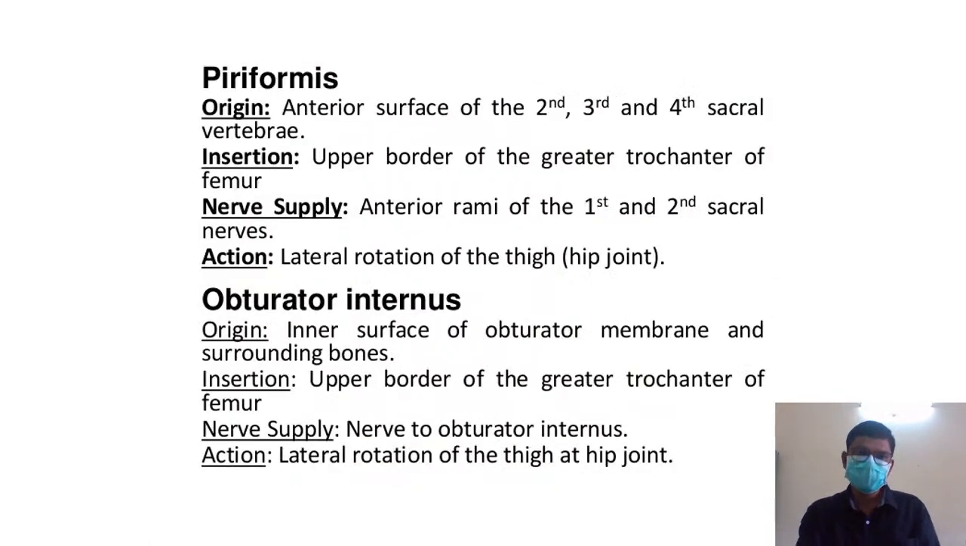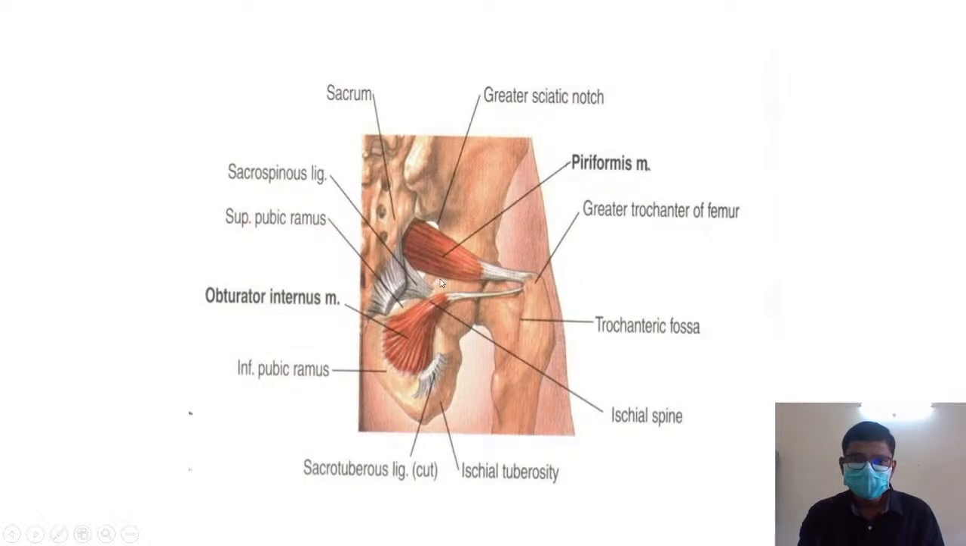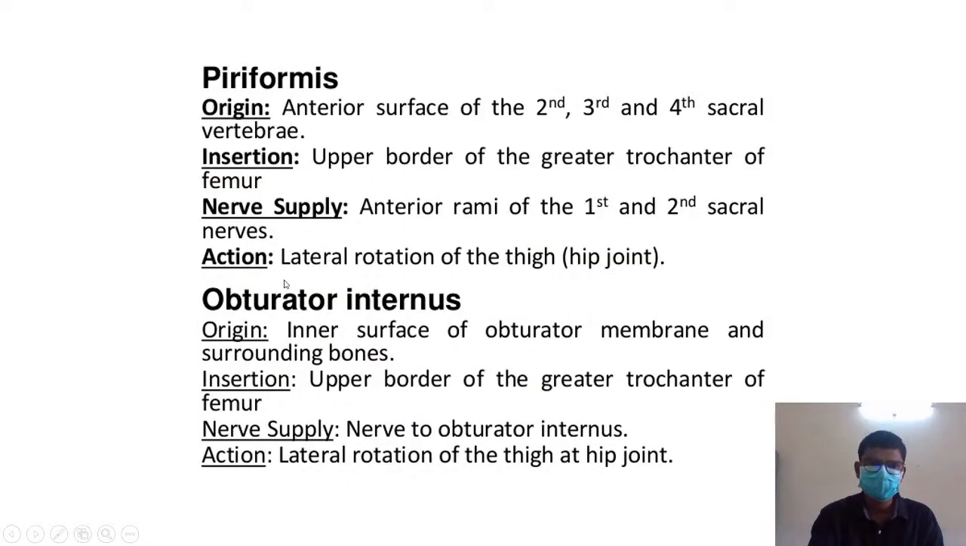So the piriformis takes its origin from the anterior surface of the second, third, fourth sacral vertebrae, and it is inserted over the upper border of the greater trochanter of the femur. This is the piriformis, and you can see the upper border of the greater trochanter of the femur. This is the point of insertion for the piriformis, and it is supplied by the anterior rami of first and second sacral nerves. The most important function of the piriformis is lateral rotation of the thigh at the level of the hip joint.